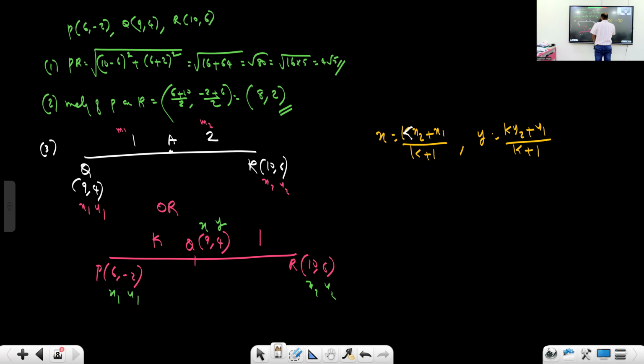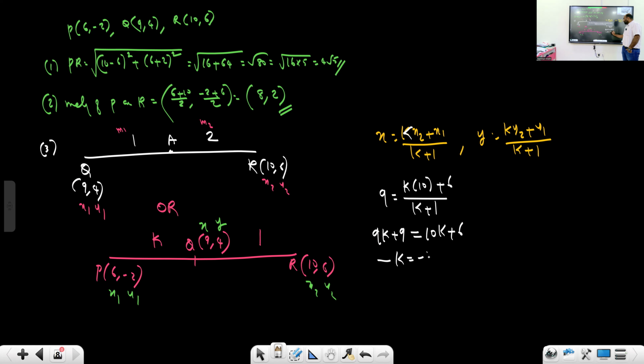K value, what is X value? 9, no? Only one is enough to make sure, second also you can do. Kx2, K into 10 plus X1 which is 6, by K plus 1. Do cross multiplication. When you are doing, you should multiply with both. 9 into K plus 9, equals 10K plus 6. So minus K equal to minus 3. K equal to how much? 3. To make sure your answer is correct, do the second part also. You should get the same value.